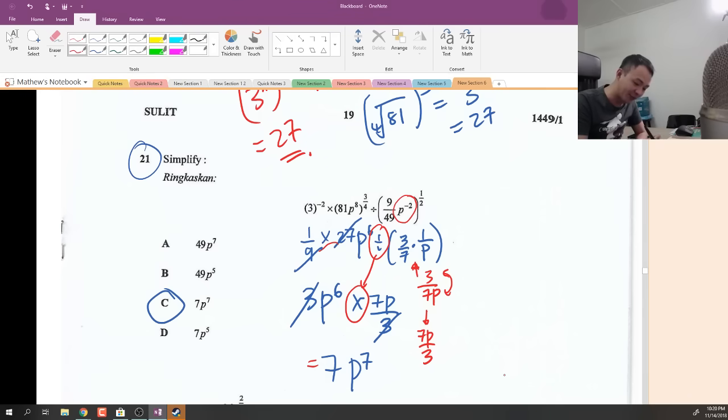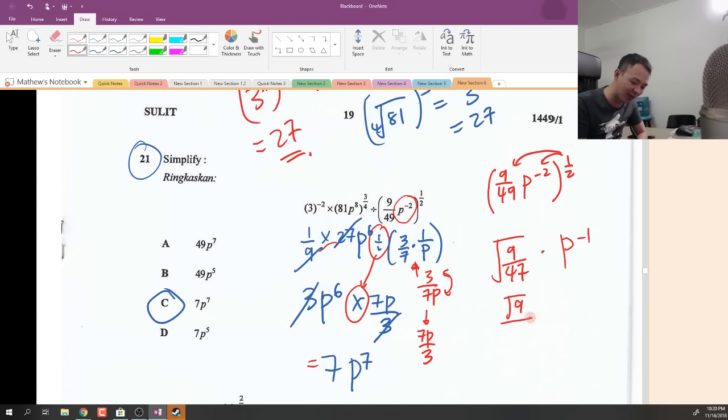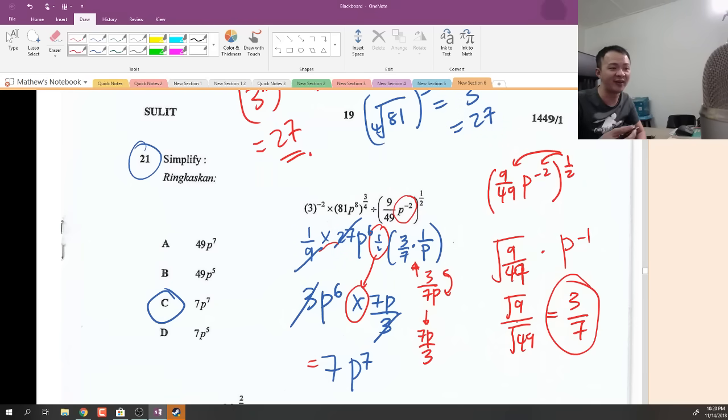Okay, so you have 9 over 49 to the power negative half, right? You just power half for both. Power half at the same time means square root. Then at the same time, this one, negative 2 multiplied by half, you get negative 1, right? So you square root this one, which equals square root of 9 over square root 49. So square root 9 you get 3, square root 49 you get 7. This is how I get 3 over 7.